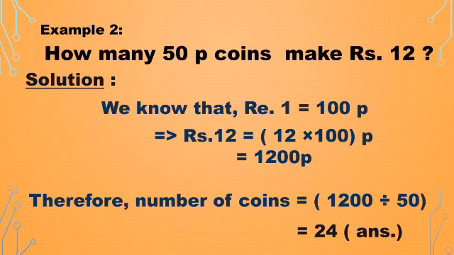Then we need to find the coins. So how to find the coins? We have to divide it by 50. So after division, I have got 24. So 24 coins make 12 rupees. So this is the way you can do it, and whichever process you like most, you can do that.